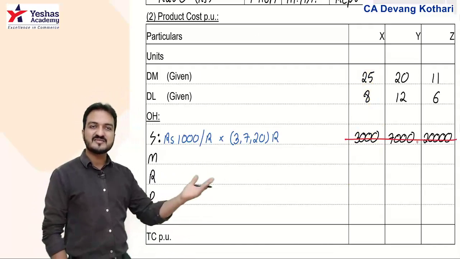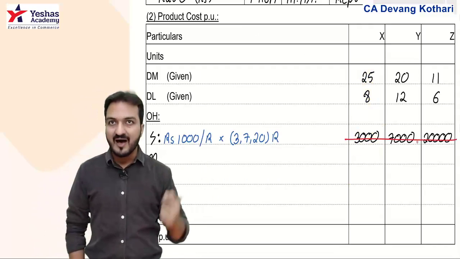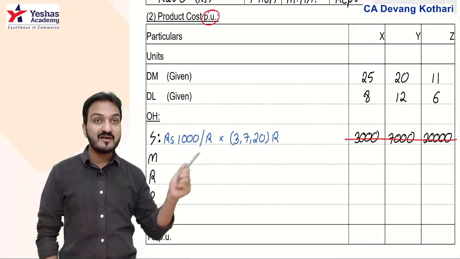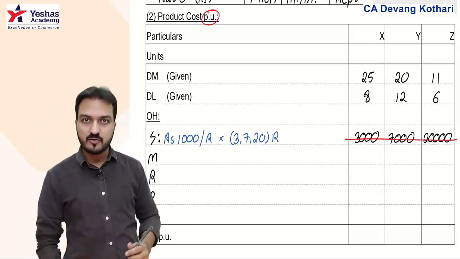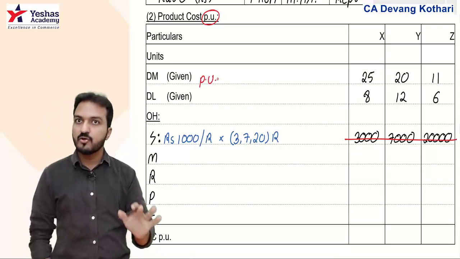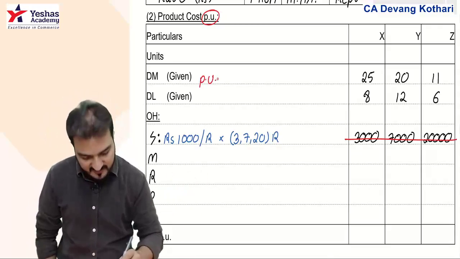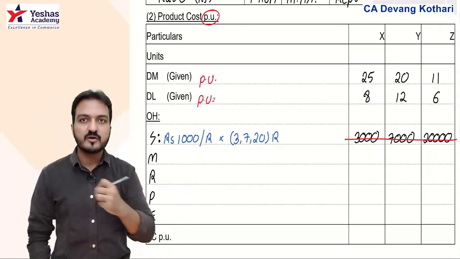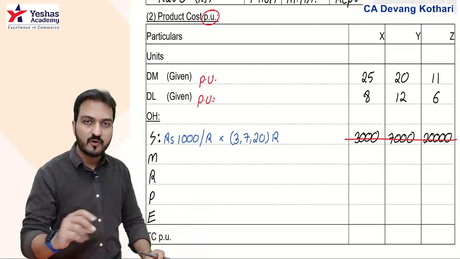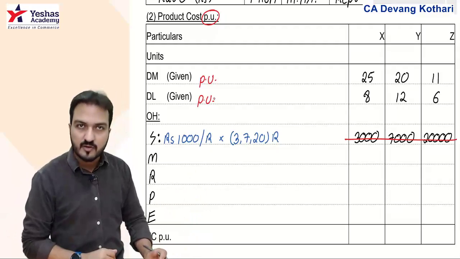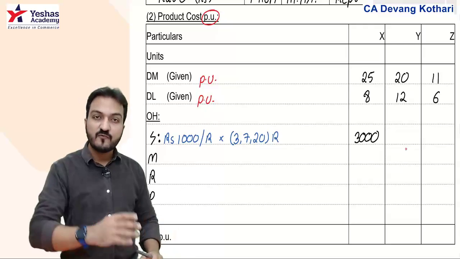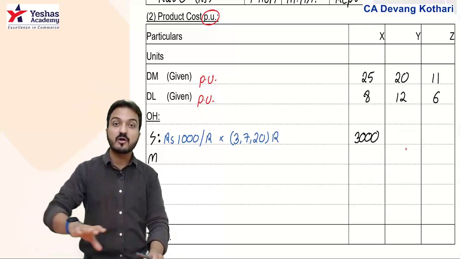I will not write 3,000, 7,000, 20,000 here because I want my product cost in terms of per unit. The direct material and direct labor that you are given here are already per unit. The direct material 25, 20 and 11 is per unit, and the direct labor 8, 12 and 6 is the labor cost for 1 unit of X, Y and Z. So the setup cost I write here should also be for 1 unit of X, 1 unit of Y, 1 unit of Z. This 3,000 is not for 1 unit of X. This 3,000 is for all units of X.